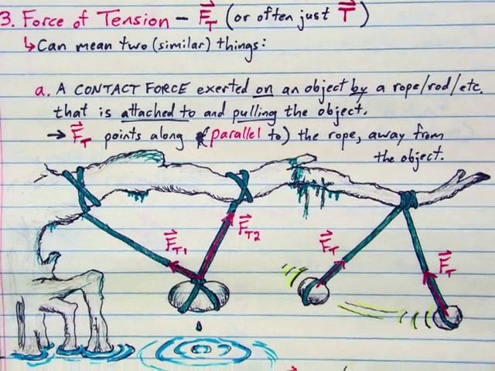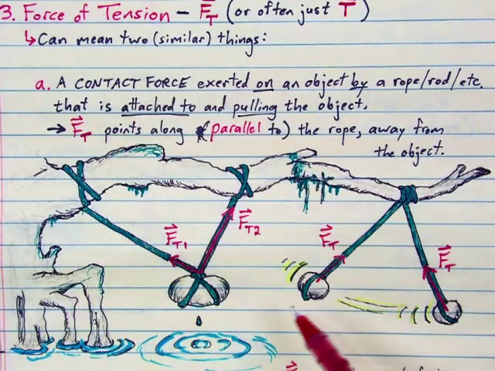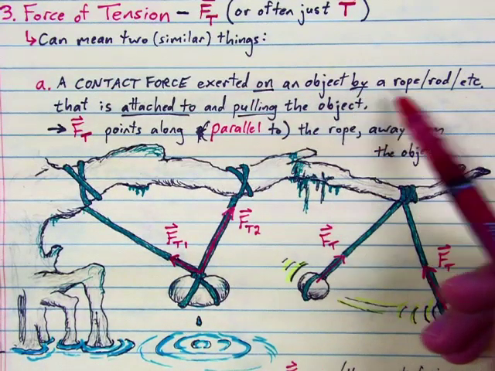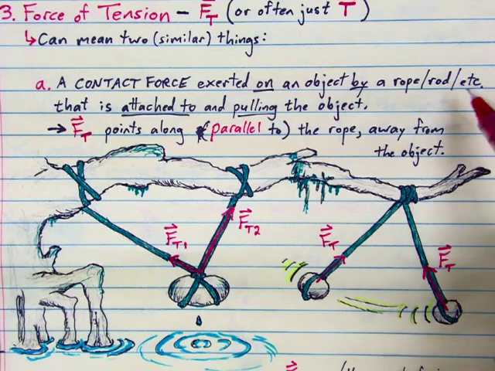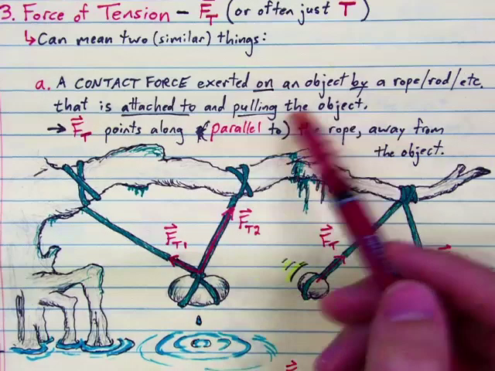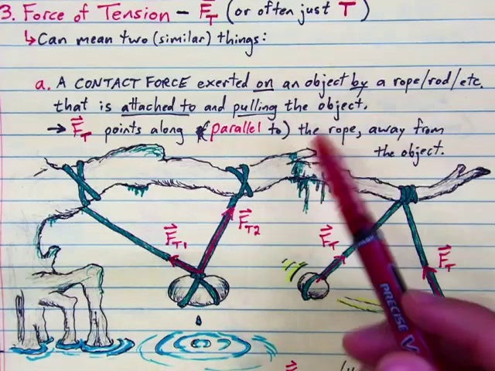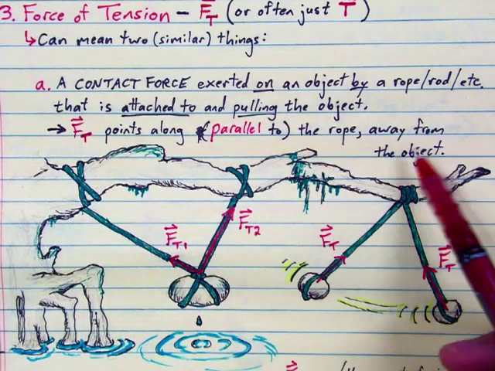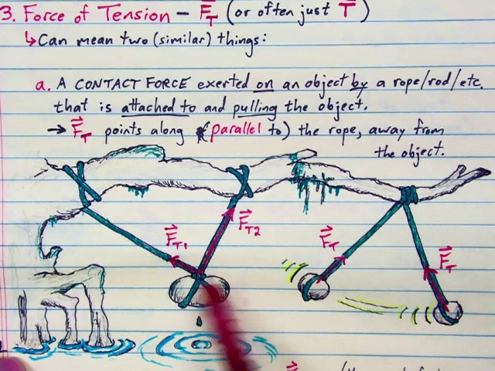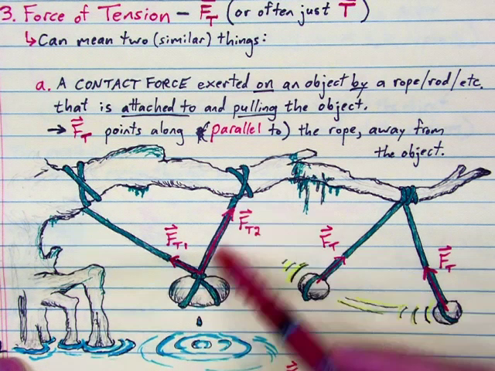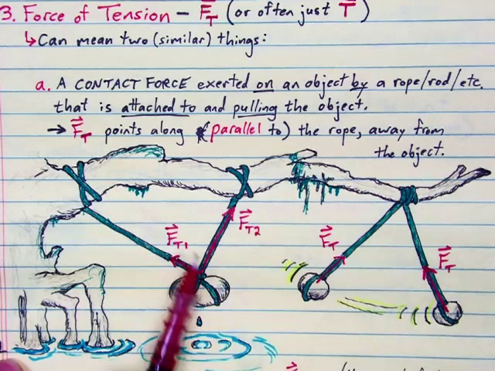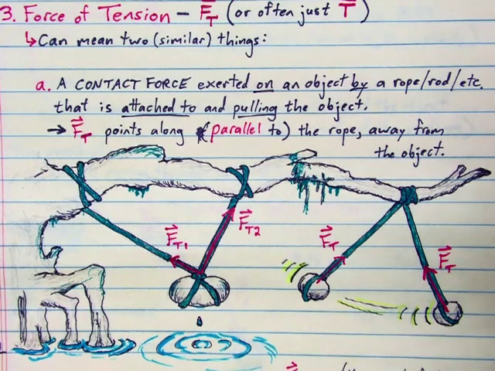So one thing that a force of tension can mean is a contact force exerted on an object by a rope or a rod or one of those other types of things I mentioned, that's attached to and pulling on the object. Tension is always a pulling sort of force. And that tension always points along or parallel to the rope that's doing the pulling, away from the object. So if this stone here is being held in static equilibrium, hanging there at rest, supported by these two vines right here, then there would be one force of tension from this vine, one force of tension from that vine.